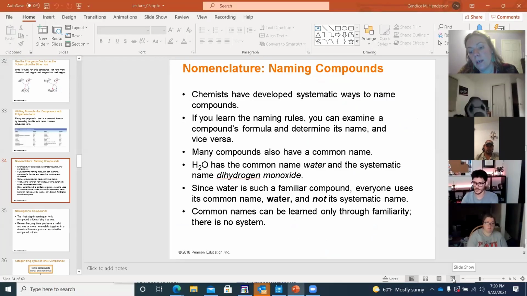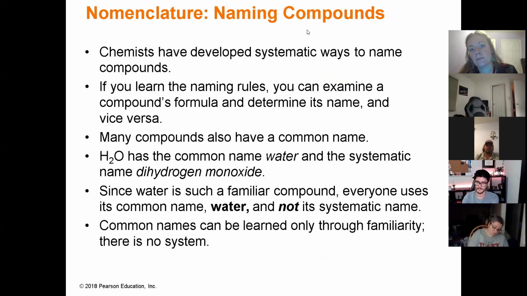So this word nomenclature is just a fancy way of saying naming. So the nomenclature is naming compounds. Because there's so many compounds out there, chemists had to come up with a system to name compounds. If you learn the rules to naming, then you can really name anything that comes your way, as opposed to trying to nauseously memorize all the tens of thousands of compounds out there.